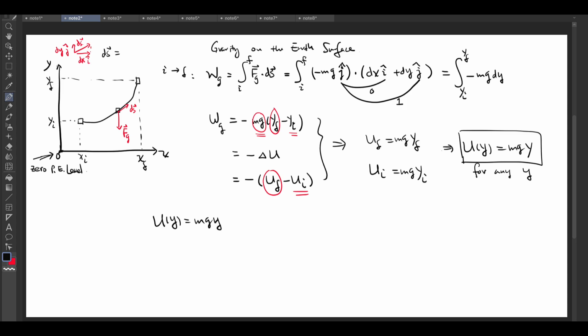Now I need to point out one important thing: the coordinate system direction. The y coordinate needs to be upward, so the definition is based on the coordinate system where the y-axis is upward. If you define the y-axis downward, then the definition of U will change, I think by a sign. So you need to be careful about the coordinate system. It needs to be upward.